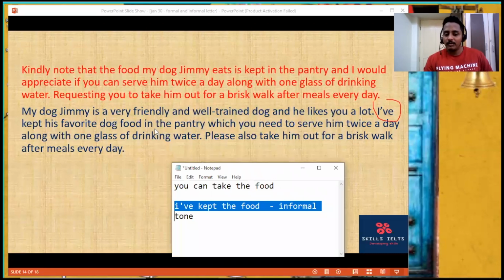I've kept his favorite dog food in the pantry, which you need to serve him twice a day along with one glass of drinking water. Please also take him, or also take him. Requesting you to take, not required.